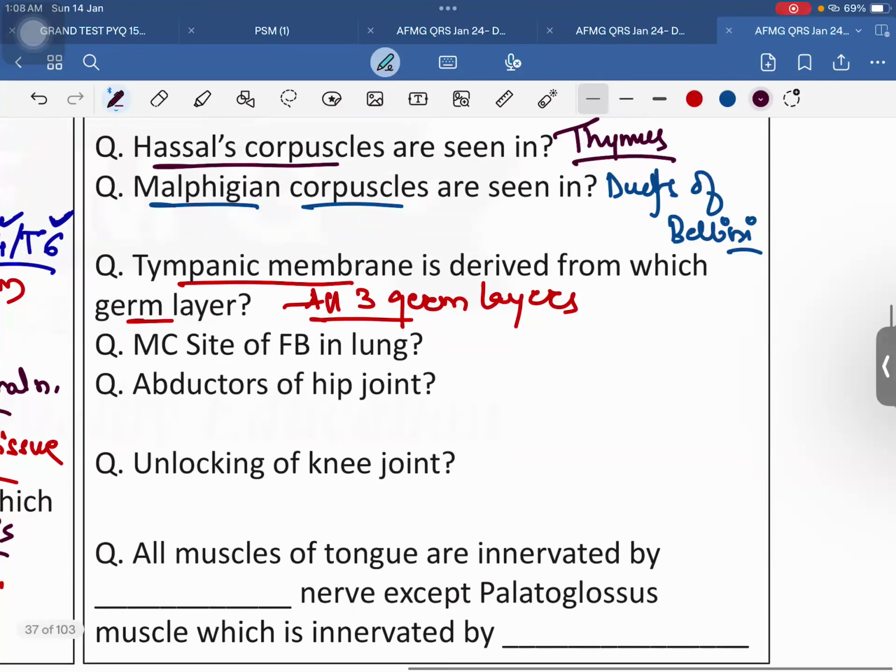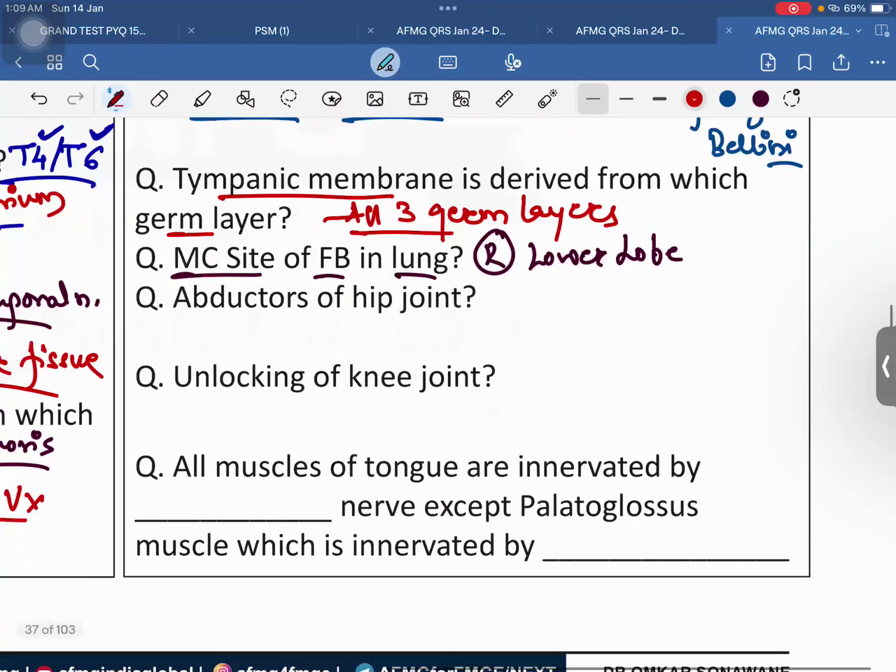If they ask you the most common site of foreign body in the lung, we know, beta, the right-sided bronchus is going to be straight and more wide. As the right-sided bronchus is straight and wide, the most common site is the right lower lobe. Okay, it is the right lower lobe because a foreign body goes straight into the right lower lobe of the lung itself.